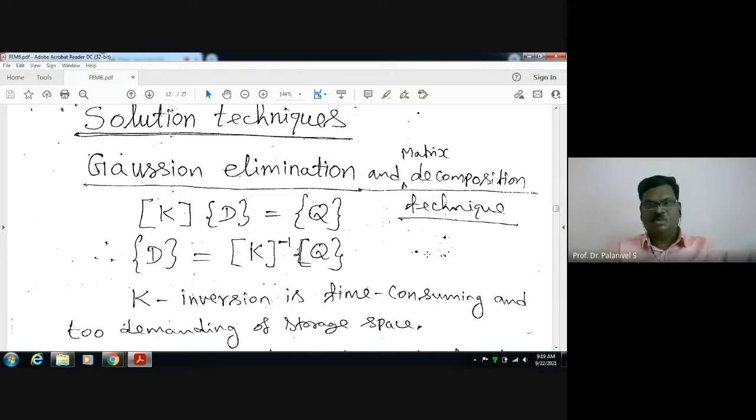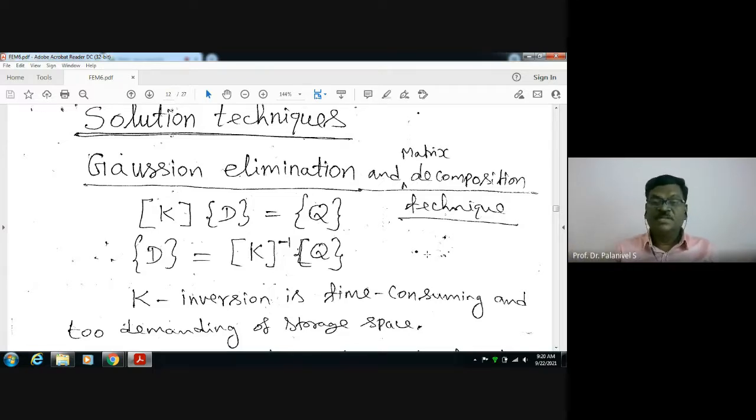Global stiffness matrix K into nodal degrees of freedom vector D is equal to nodal force vector Q. They are called equilibrium equations, a set of simultaneous equations. A number of thousands of simultaneous equations written in matrix form. That you are aware, right?